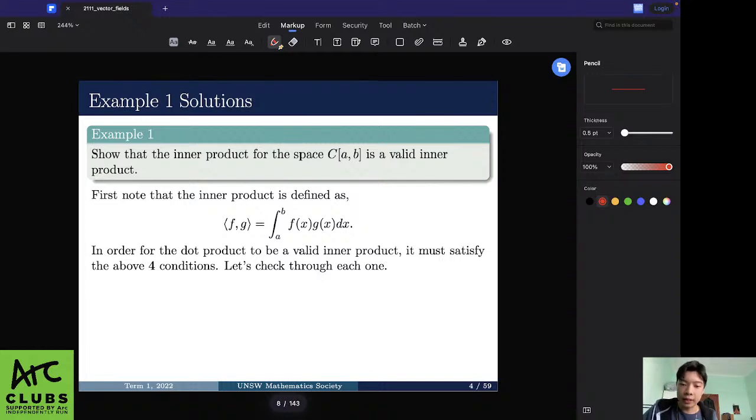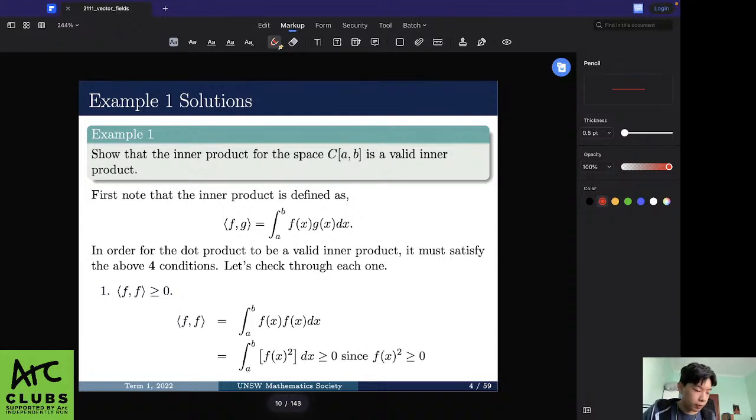The way we can show that it is, is we are going to show that it satisfies the 4 conditions. So we can just check through each one. The first one is that if you have an inner product with itself, then it's greater than or equal to 0. The way we can do that is we know that the inner product with itself is actually just f times f integral from a to b. f times f is of course f squared, and since f squared is non-negative, the area under f squared's curve is also non-negative, so we can say that the integral from a to b of f squared is non-negative, which proves our first statement.